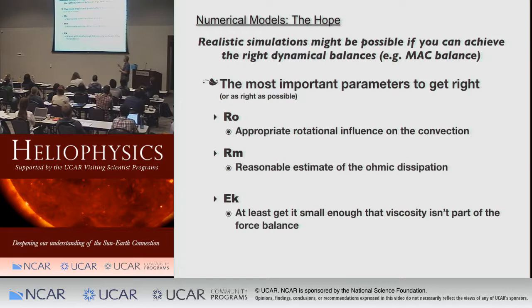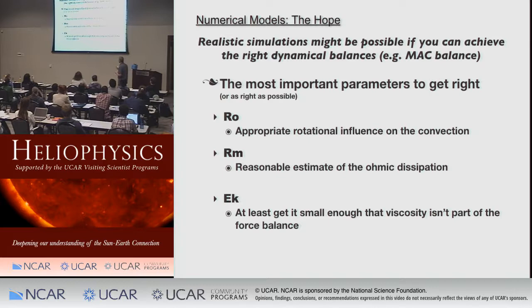So if you get in the right Rossby number regime, the Rossby number that you think the planet is really at, and a reasonable Reynolds number, and a reasonable Ekman number. You can't achieve 10 to the minus 15, but if you at least get it low enough so that you achieve the right dynamical balances, then they seem to do a pretty good job.